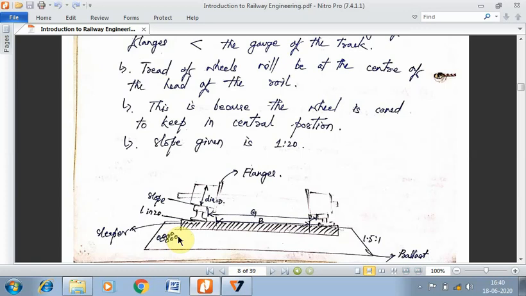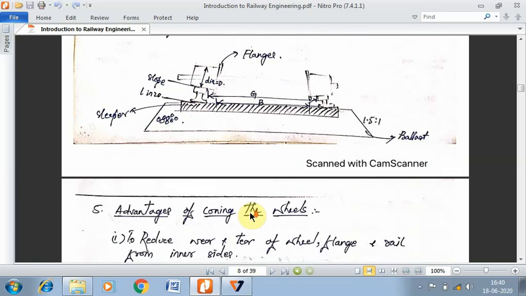And this coning actually helps to see to it that both these centers are always aligned. Though the vehicle might move to the left and right, after a certain distance the vehicle will be brought back to its position where the center of the tread will be aligned with the center of the head of the rail. Right.